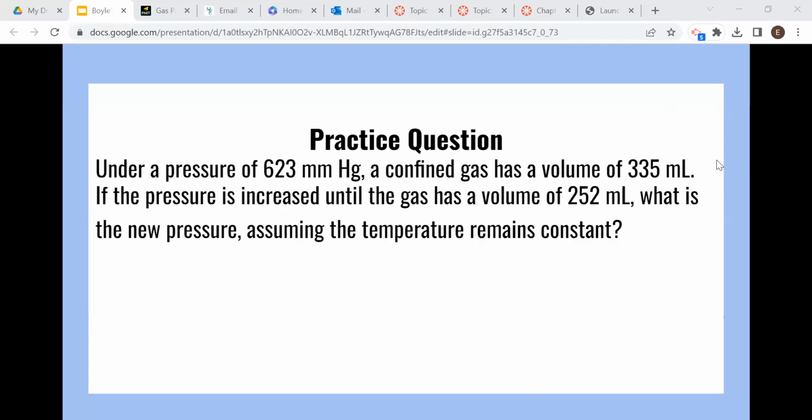Pause the video and do this practice question. It says, under a pressure of 623 millimeter mercury, a confined gas has a volume of 335 milliliter. If the pressure is increased until the gas has a volume of 252 milliliter, what is the new pressure, assuming the temperature remains constant? Here it is clearly telling you that the temperature remains constant. Please pause and solve.